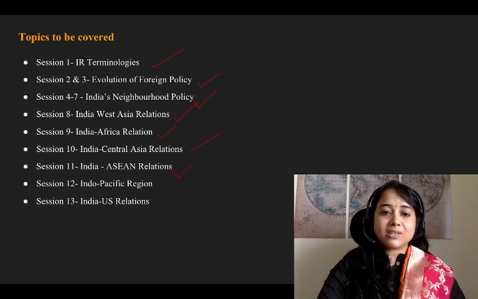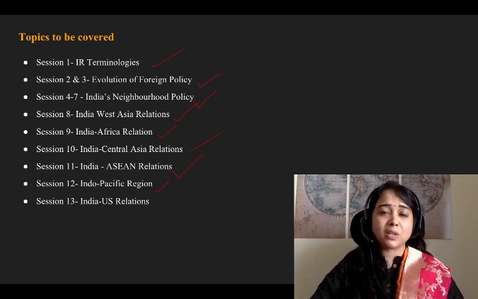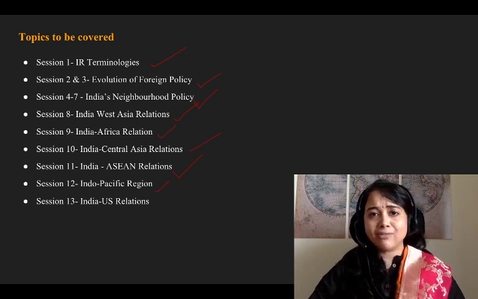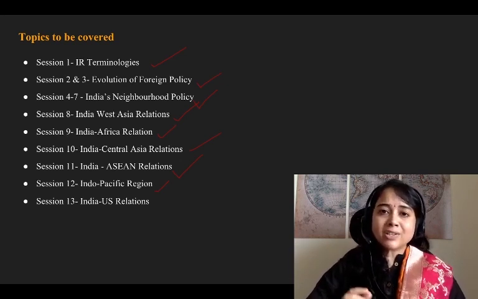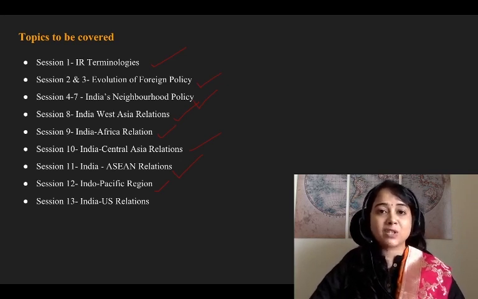Then we will deal with our Southeast Asia and ASEAN. Indo-Pacific, as you know, maritime security is emerging as an important area of India's foreign policy, and we cannot ignore latest developments like Quad. To understand these developments, we need to understand our broader policy perspective with respect to Indo-Pacific.